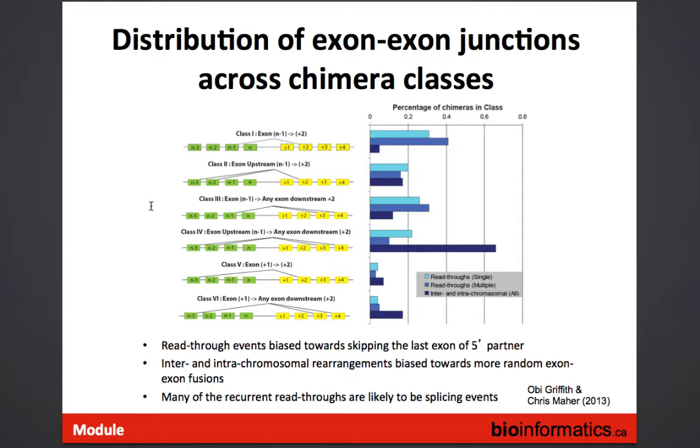So finally, we can look at where the fusion boundary exists in the gene model. And so on the left, we have different possibilities for connecting these exons with a gene fusion. And the most common for read-throughs is the second to last exon of the 5' gene and the second exon of the 3' gene. Although a lot of read-throughs have other patterns. Predominantly, that's not the predominant pattern for interchromosomal and intrachromosomal rearrangements. They can have any distribution of exons and introns, or exons that are fused from 5' to 3'.